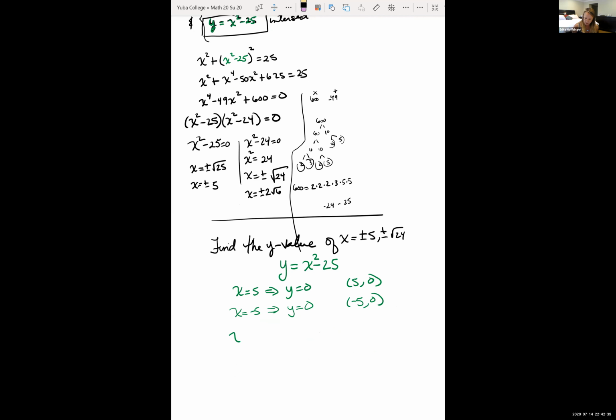If x is equal to plus or minus root 24, this would give us y equals plus or minus root 24 quantity squared minus 25. If you square the square root, the negative and positive don't matter, so that would just be 24 minus 25. So y is equal to -1.